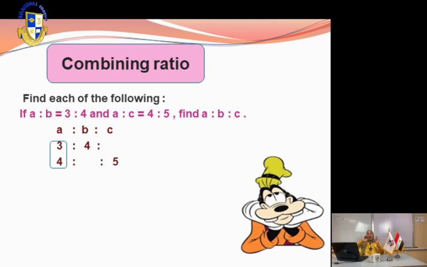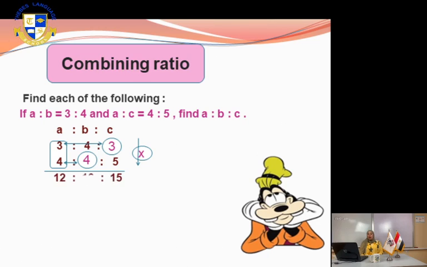Just drag this number in its line. For example, the 3, drag it under the C. And the 4, drag it under the B. That's all. Now we have all the missing numbers. Start to multiply from up to down. 3 by 4, it will be 12. 4 by 4, 16. 3 by 5, 15. So my ratio A to B to C will be 12 to 16 to 15.